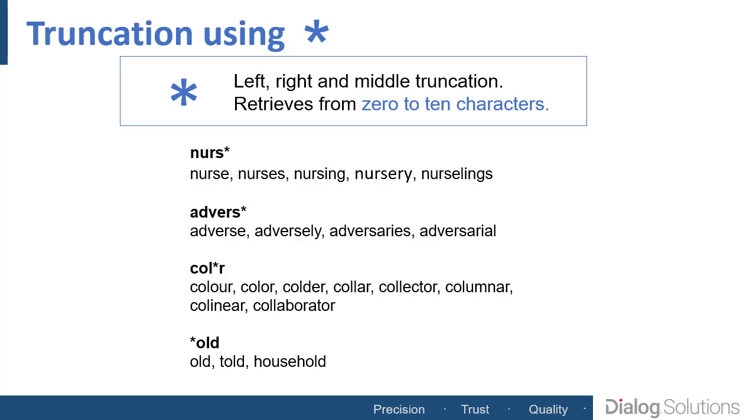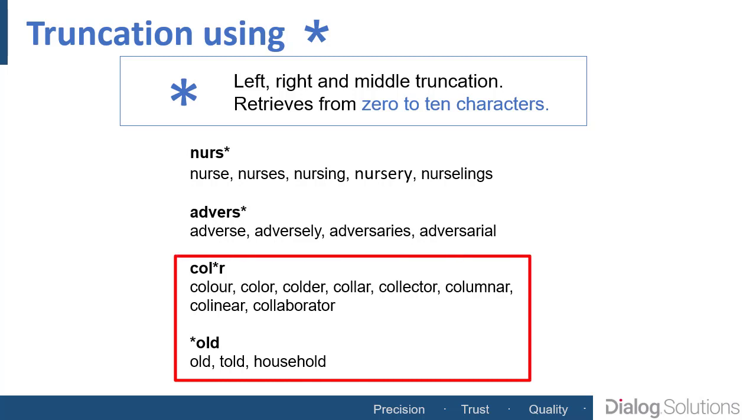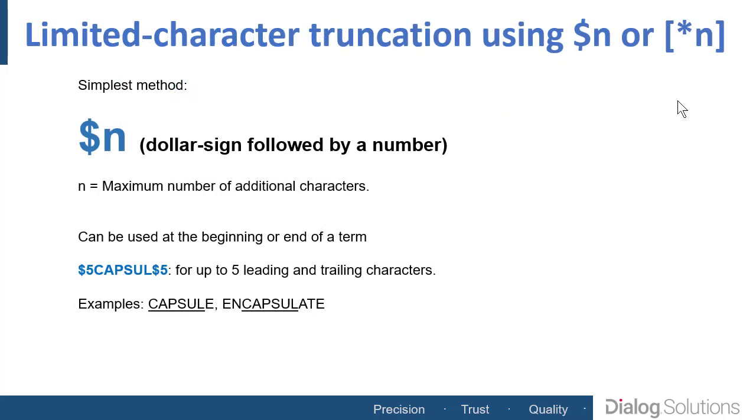Left and middle truncation are options, but as you can see from these examples, they may deliver results that, while correct, are not what you're really looking for. So while these have their place in specialized situations, most often when you use truncation, it will be at the end of a word or partial word. So a plain asterisk as truncation will look for up to 10 additional characters, but 10 might not always be the ideal number for your purposes.